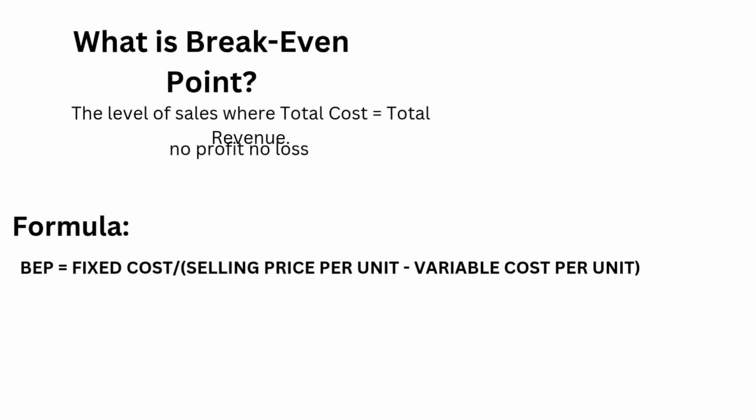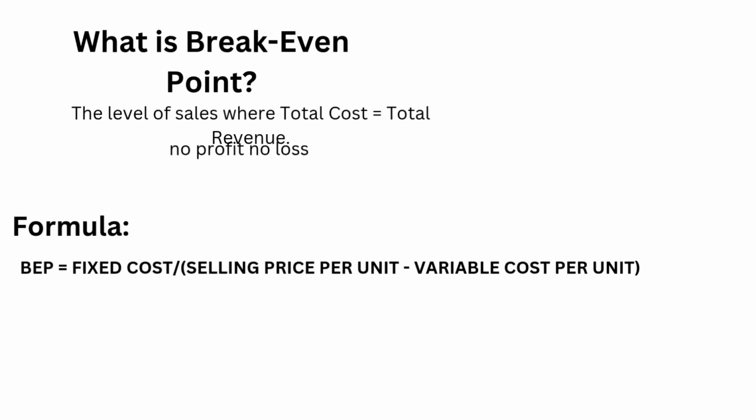And the break-even point in units is calculated using this formula. Break-even point equals fixed cost divided by selling price per unit minus variable cost per unit. The denominator is called the contribution per unit. It shows how much each unit contributes to covering fixed cost and profit. So here, selling price per unit minus variable cost per unit is nothing but unit contribution. And by using this formula, we can calculate break-even point or break-even sales.